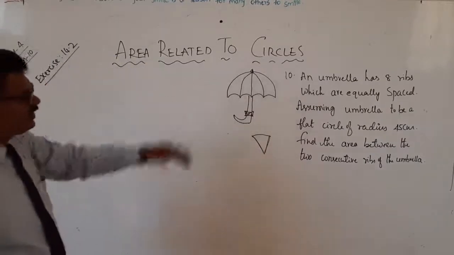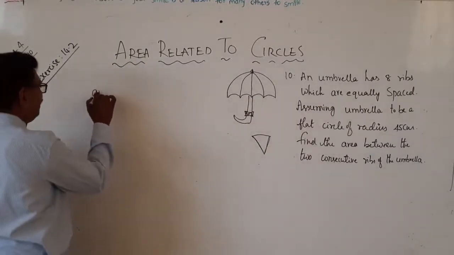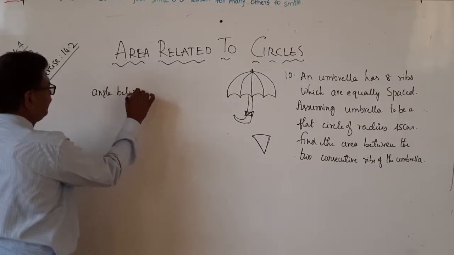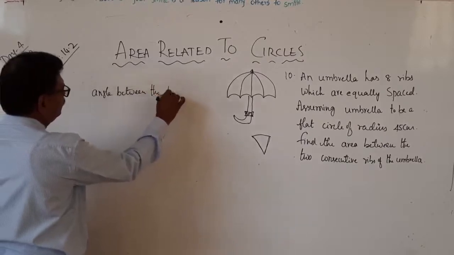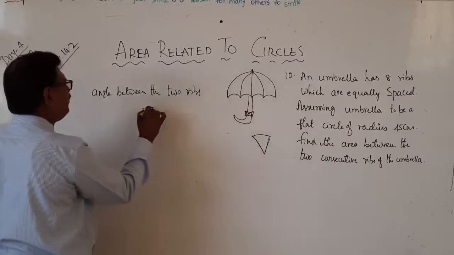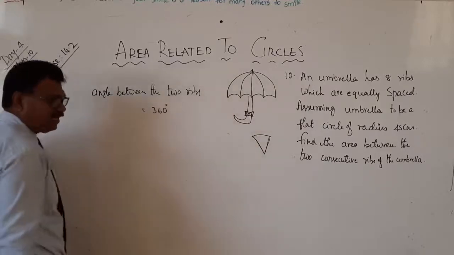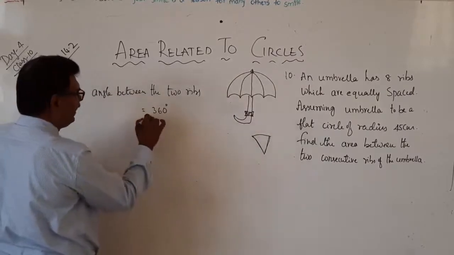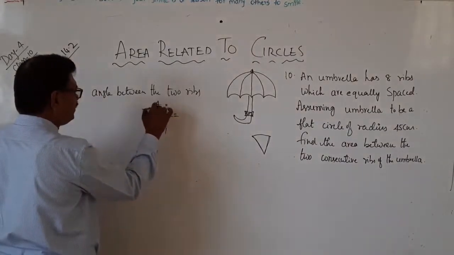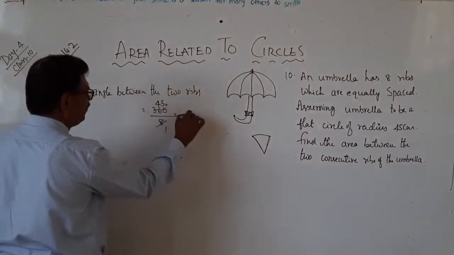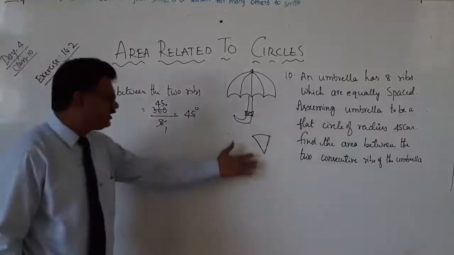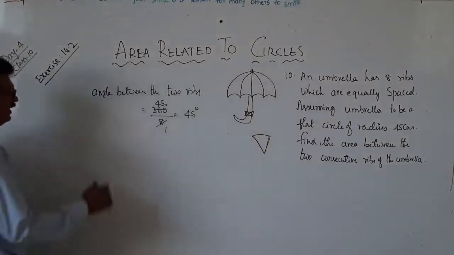Before going to the area of the sector, we will first find out the angle between the two ribs. The total angle will be 360 degrees, because it is a circle. How many parts is it divided into? 8 parts. 8 fives are 40, so 360 divided by 8. Therefore what is the angle? 45 degrees. Since it is a sector, we should find out the area of the sector.